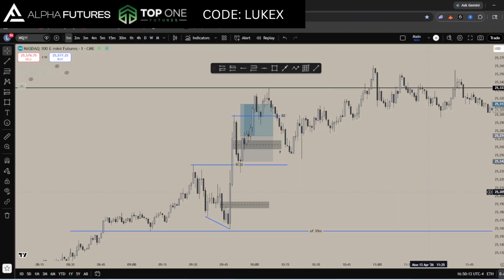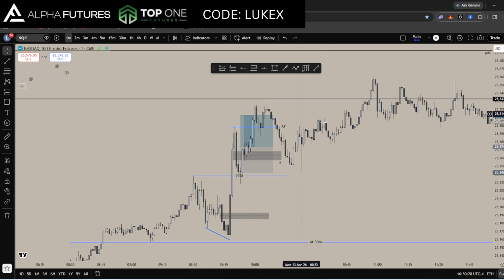Today I wanted to go over this continuation trade I took today. If you guys see my trade recap, April 13th, you'll see I have all the executions and stuff like that. But I wanted to go over this because this is a great example of trading continuations.